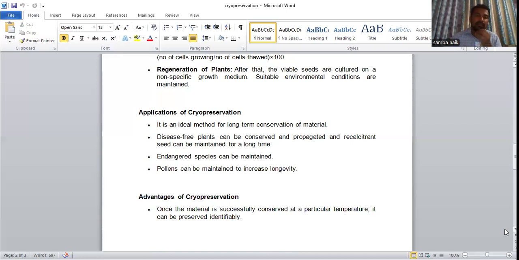So, what are the applications of cryopreservation? We can see now. It is an ideal method for the long-term conservation of material. Disease-free plants can be conserved and propagated, and seed can be maintained for a long time. Endangered species can be maintained through cryopreservation. Pollen can be maintained to increase longevity. Endangered species can be recultured through the cryopreservation process.